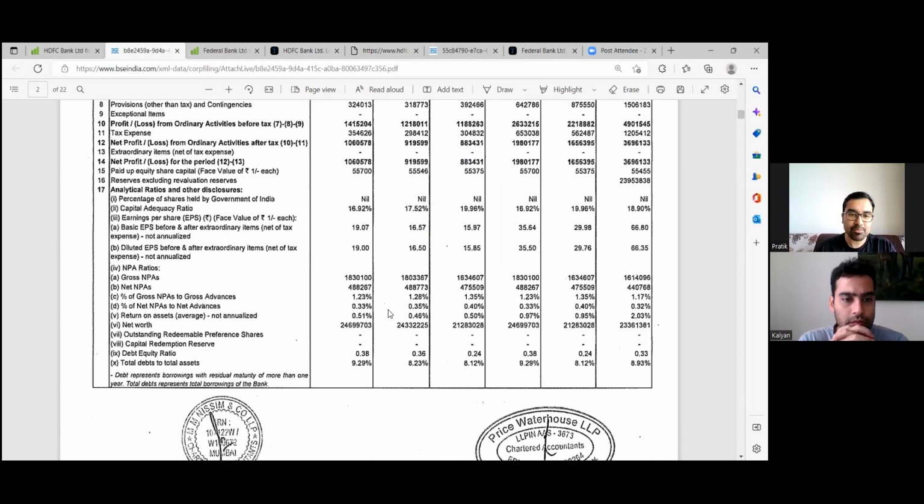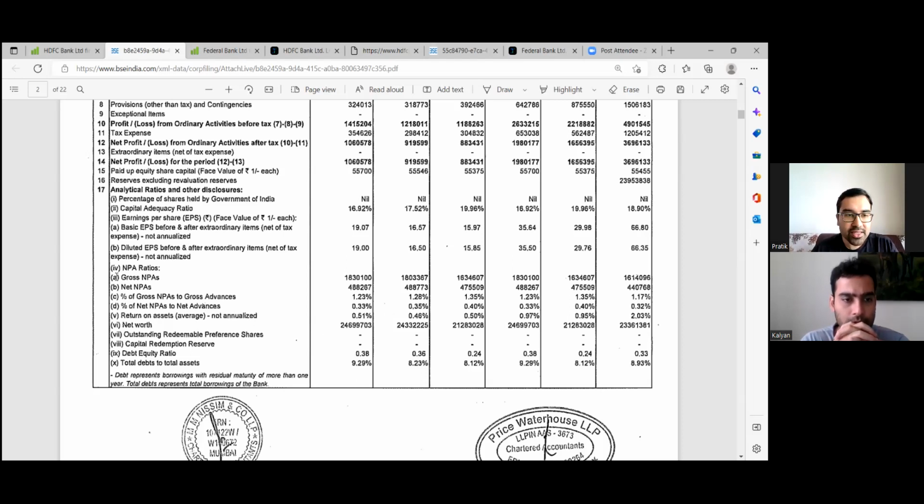So we are making some improvement, and the higher interest rates are actually helping the bank. But at some point of time, if the interest rates keep going up and it starts hurting the business, then the loan growth may get impacted. That is the only problem. But at this point of time, the interest rate increases, whatever has happened, have only helped the bank.